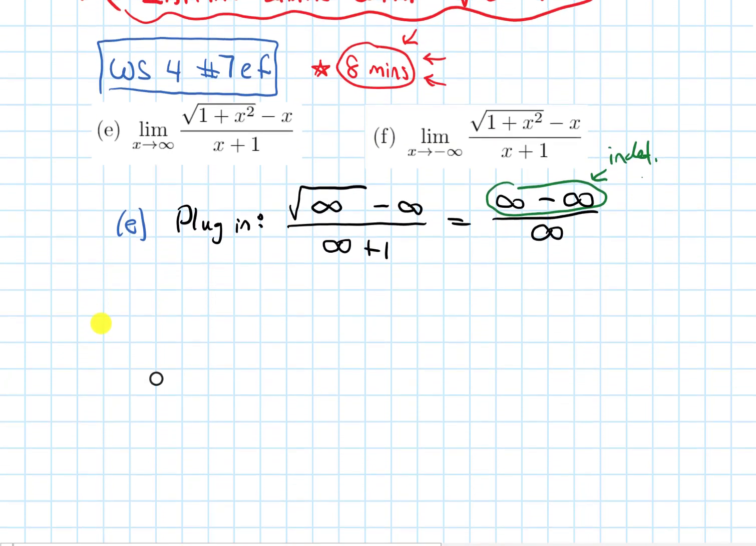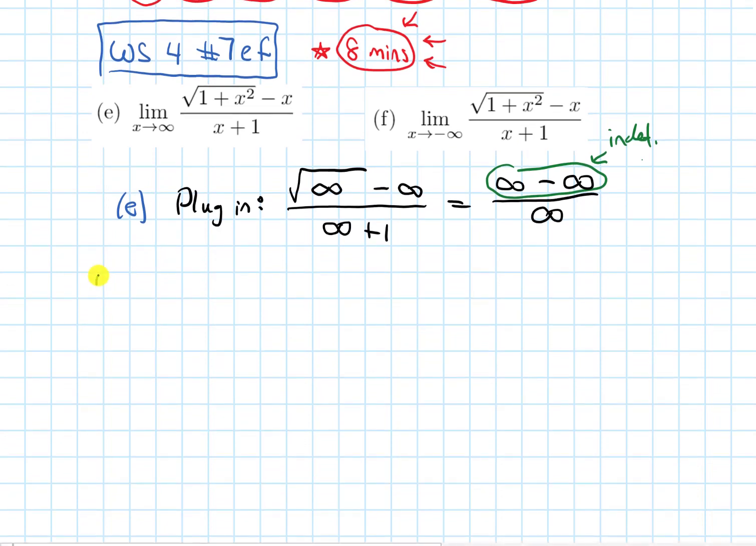I want to show how to do this in 2 ways. Method 1 is going to be to do it by factoring. I also want to do this for practice without using any shortcuts. So first method, I'm going to do it by factoring.